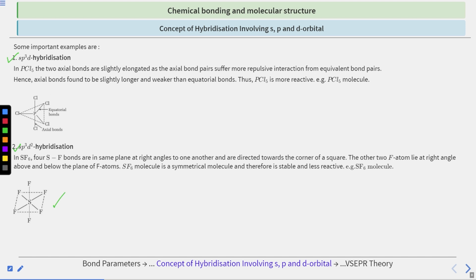So this is the SF6 molecule you can see, in which in a plane there are 4 fluorine atoms bonded to the sulfur, and 2 atoms are at a right angle to the plane, above and below, right? So this is the SF6 molecule showing the sp3d2 hybridization.